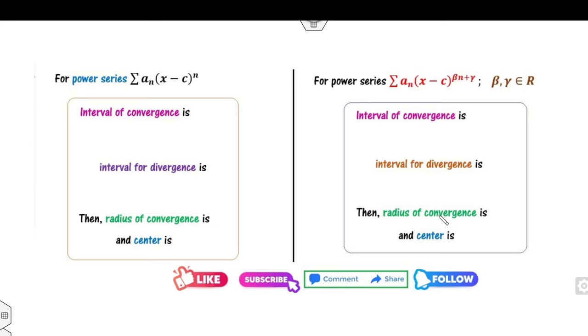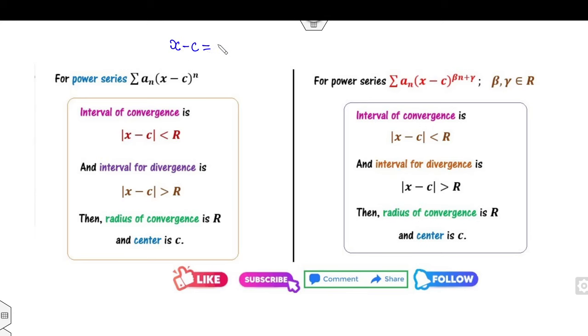Once you find the radius of convergence, you can write the answer: center is C, the interval of convergence is mod x minus C less than R, and the series diverges for mod x minus C greater than R. However, at the point when x minus C is equal to R, I can substitute this value in the given series. Your power series becomes this expression. Then you can check whether this series is convergent or divergent.